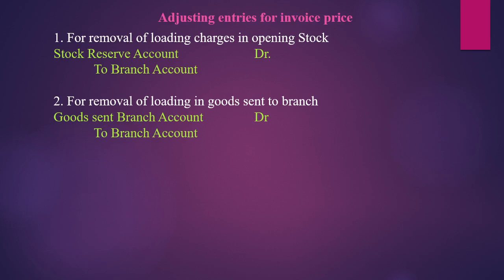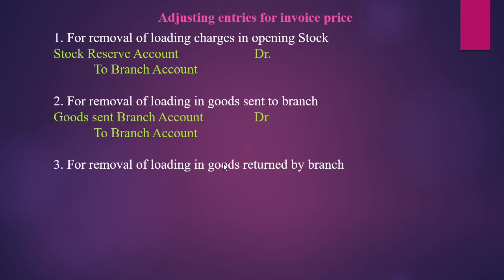So here the entries will be the direct entry with the same name. Goods sent to branch account debits to branch account. And the third one, for goods returned by the branch. Again, we are not going to prepare a separate reserve account. We are going to cancel it directly.